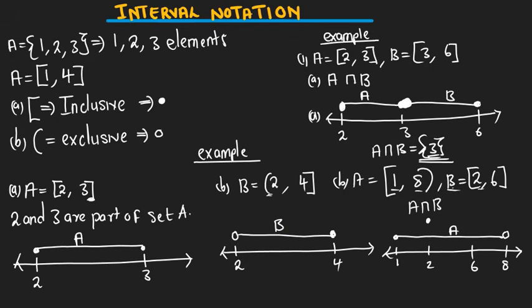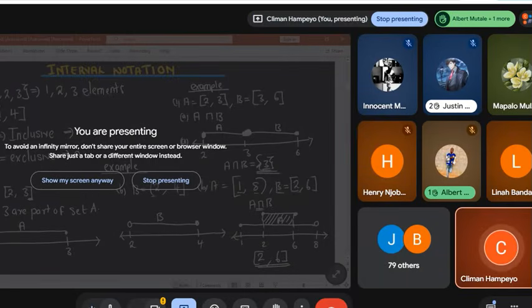So let's do B. B is starting from 2 to 6. You close the circle. Then they say intersection. The intersection is this part. This is where these guys are intersecting. So the intersection is going to be [2, 6]. Thumbs up if you understand that. Thumbs up, that is very simple.